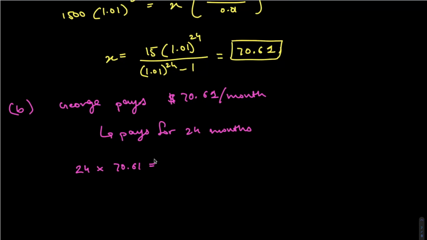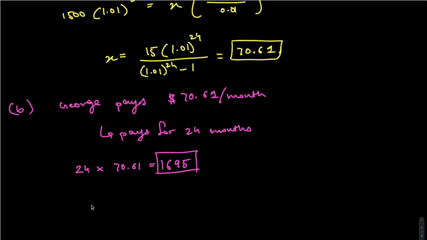So doesn't it make sense that 24 times 70.61 is the amount of money George will actually end up paying? Think about it. He's depositing $70.61 in the bank every month to get rid of his debt, and he's doing that for 24 months. So 24 times 70.61 is the actual money he pays. So the amount of money that he actually pays is $1,695, approximately. That is the amount of money he pays.